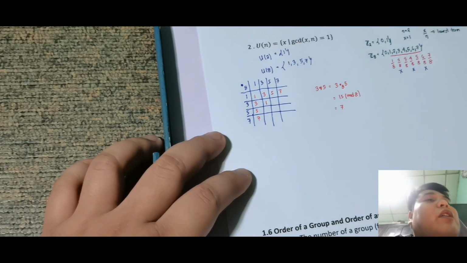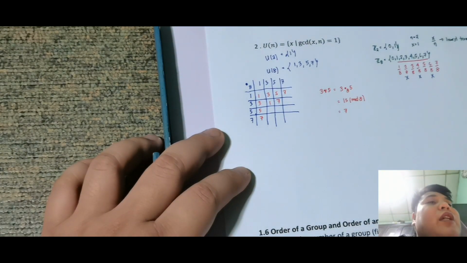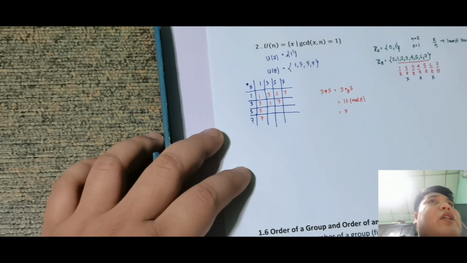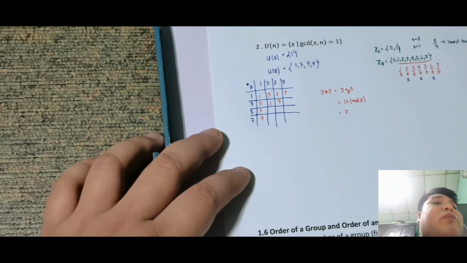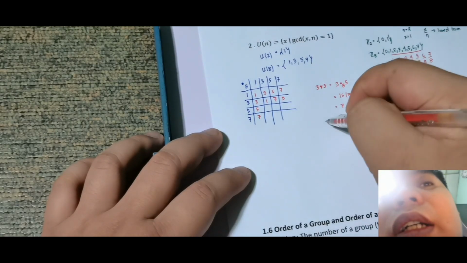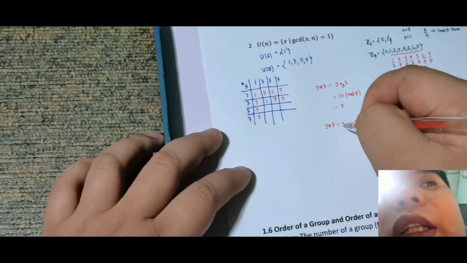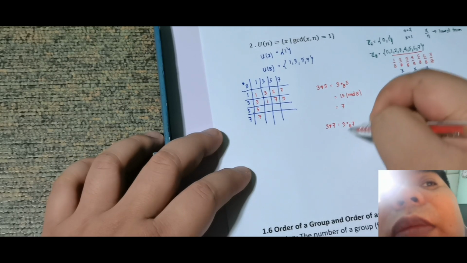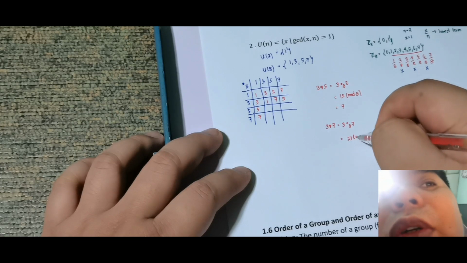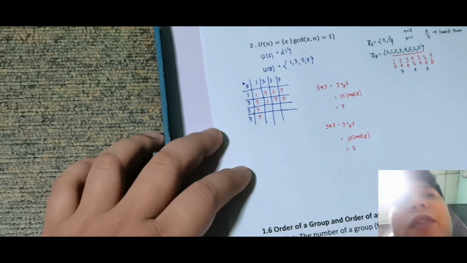Next, 3 times 5 is nagawa na natin, which is 7. 3 times 7 is 21. Modulo 8, so 21 divided by 8 is 2, so 16, may sobrang 5. Okay, so may remainder 5. Gawin ko nga: 3 asterisk 7 is equal sa 3 multiplied by 7, which is equal sa 21 mod 8, which is equal sa 5. Okay, napasok pa rin sa group.